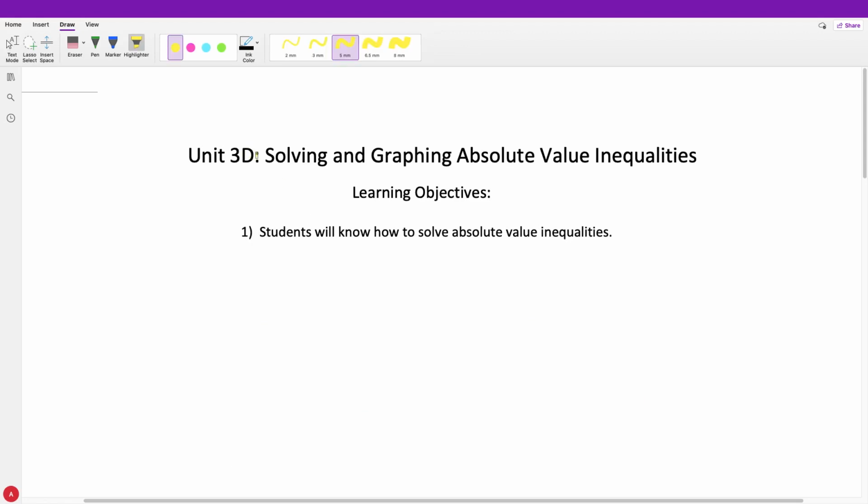All right, so we're now moving on to the next part of this unit, which is 3D, and we're going to be solving and graphing absolute value inequalities. So we've already learned how to solve absolute value equations, and now we're going to apply what we learned there into an inequality to figure out, okay, well, what do we have to do in order to solve an absolute value inequality? All right, so what you'll have to know at the end of this video is you'll have to know how to solve absolute value inequalities.